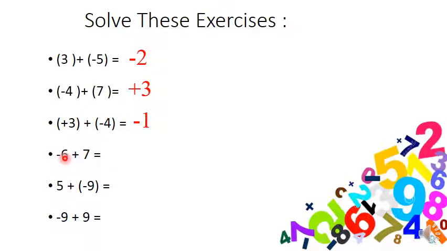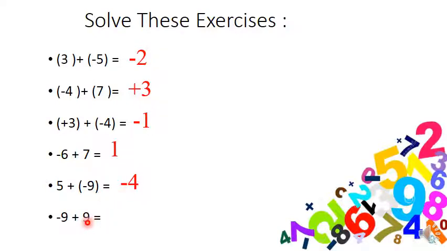Here I have negative 6 plus 7. Different signs. Subtract and put the sign of the greater number. 7 minus 6, it's 1, positive 1. Because 7, the bigger number, is positive. Here I have positive 5 plus negative 9. Subtract 9 minus 5, it's 4, and put the sign of the greater number, which is 9. The answer is negative 4.